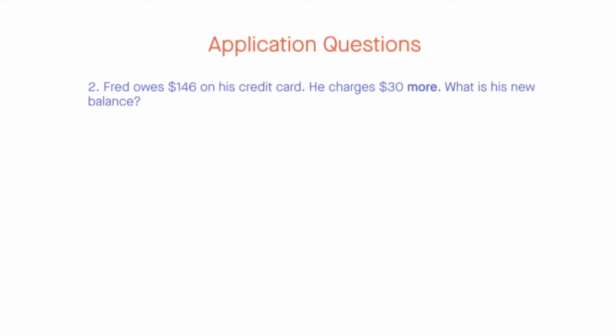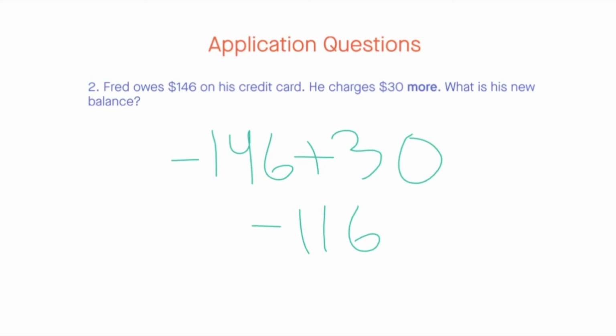So the expression would be negative 146 plus 30. So negative 146 plus 30 equals negative 116. So Fred's new balance would be negative $116.